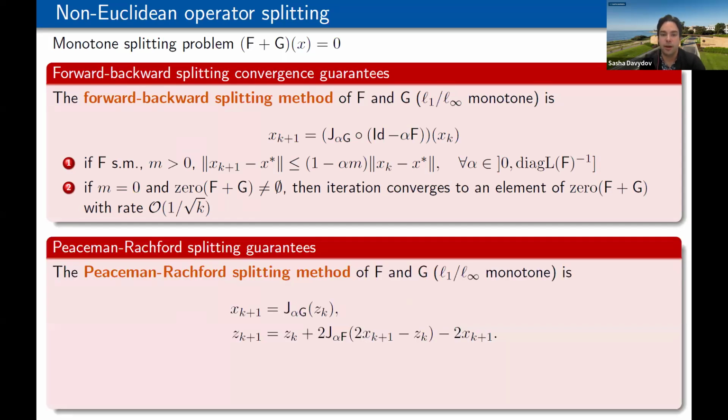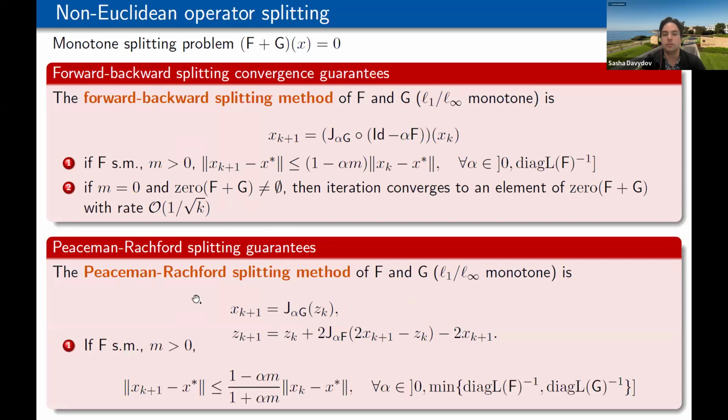Peaceman-Rachford is similar. You have a somewhat more complicated looking iteration, but if you're strongly monotone, you have linear convergence. And then, I got tired of writing the same thing over and over, but again, if you're monotone but not strongly monotone, you converge sublinearly.